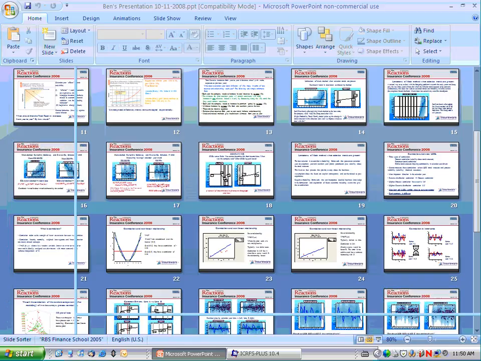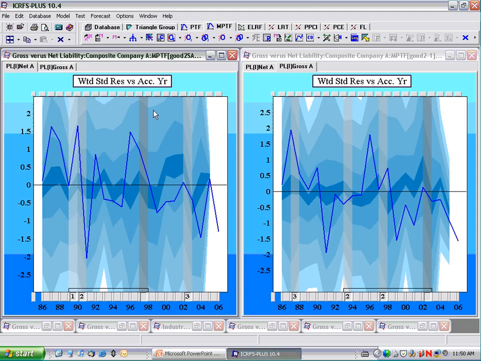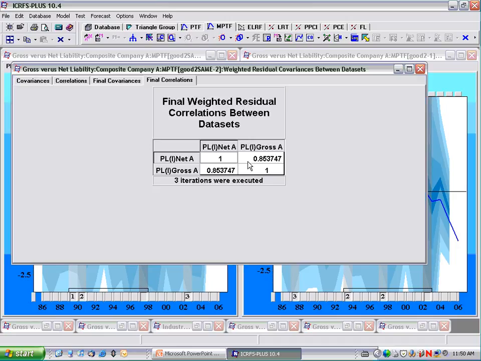Here are 4 time series. And you can see this is a time series, the red and the blue, 2 time series. And you can see the red and the blue here, the correlation is 0. In this graph, the correlation is 0.5, and the ups and downs are starting to mirror each other. And this is a correlation of 0.8. This is a negative correlation. So if we look at this, in fact, the correlation of the residuals, if we check that out, is 0.85.